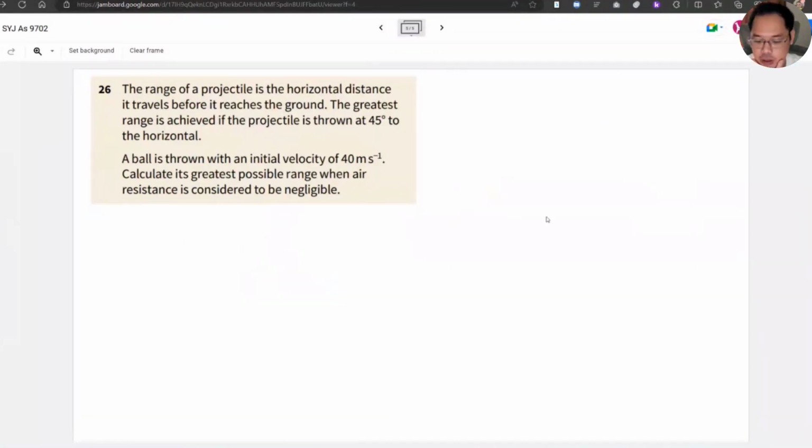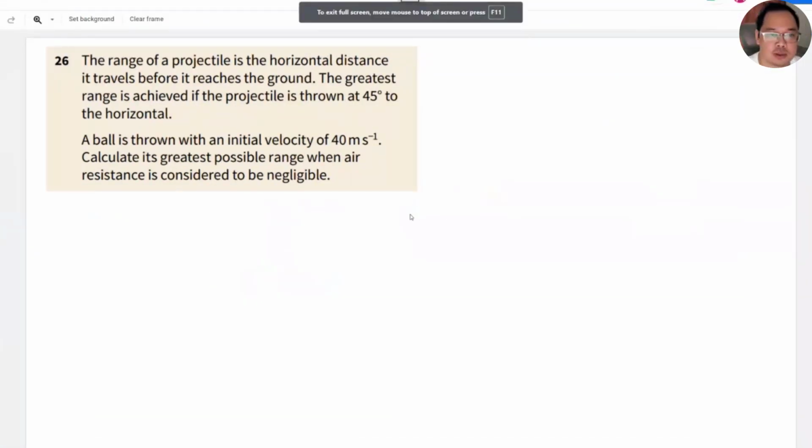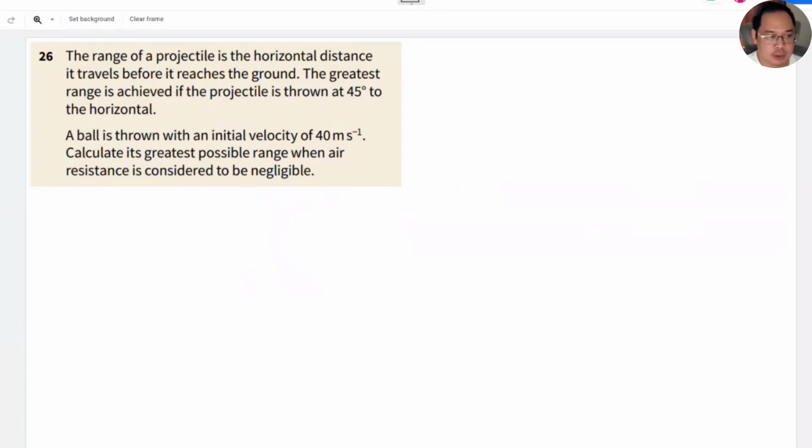26. The range of a projectile is the horizontal distance it travels before it reaches the ground. The greatest range is achieved if the projectile is thrown at 45 degrees to the horizontal. The ball is thrown with the initial velocity 40 meters per second. Calculate the greatest possible range when the air resistance is considered to be negligible. For this problem, I explain the formulas and why the maximum range will be achieved when the angle of the throw is 45 degrees.